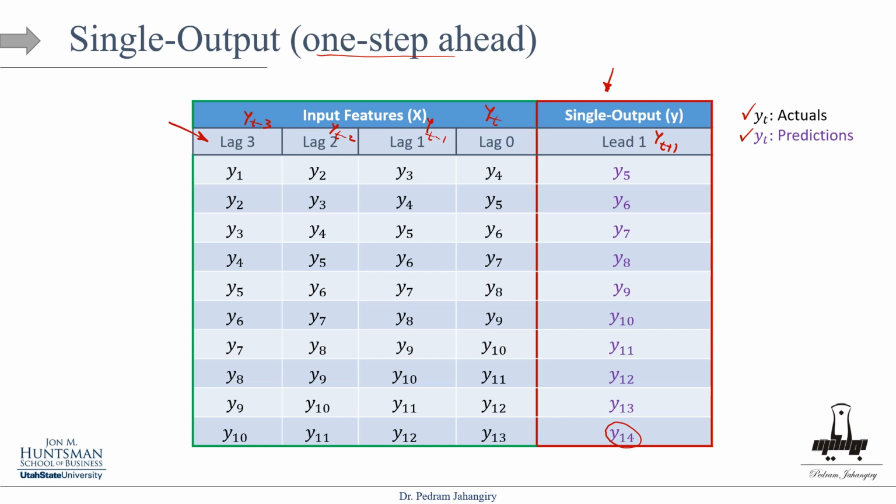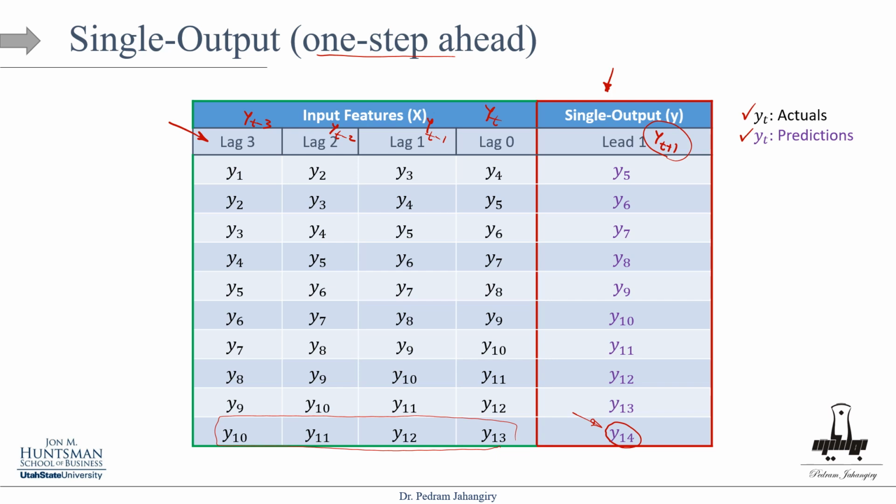And again, this is single output. There's only one yt that we're predicting, and this one is one step ahead. How do I know it's one step ahead? Because look at that. If I want to predict y14, I'm using all the actual information in the past 4 days. On the next slide, we're going to see the exact same table, but for multi-step ahead.